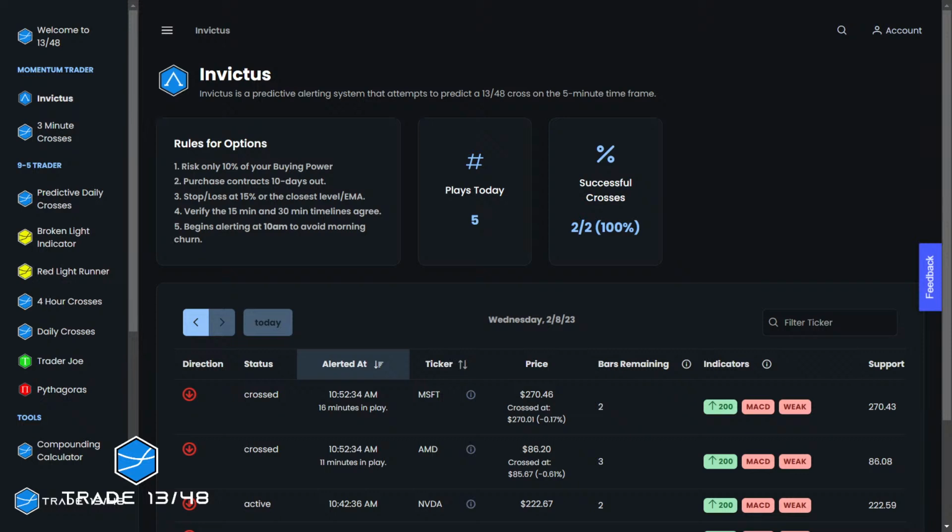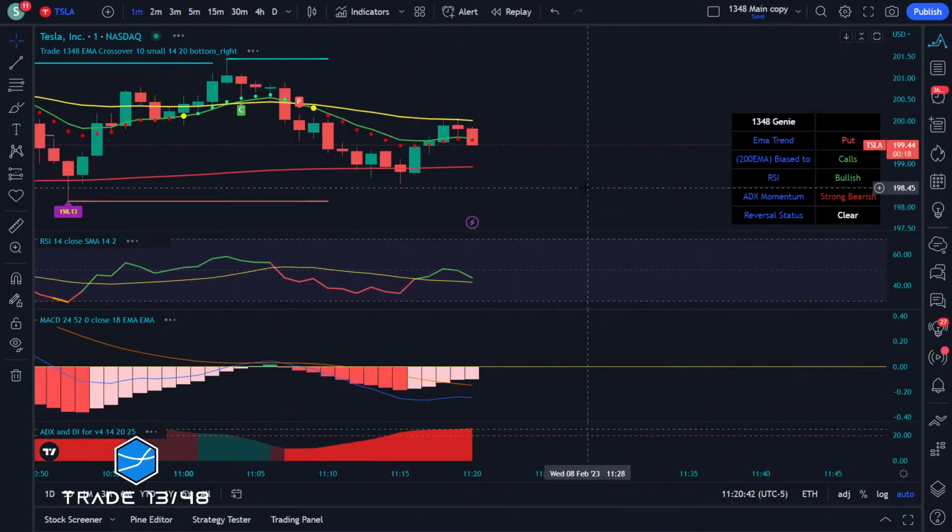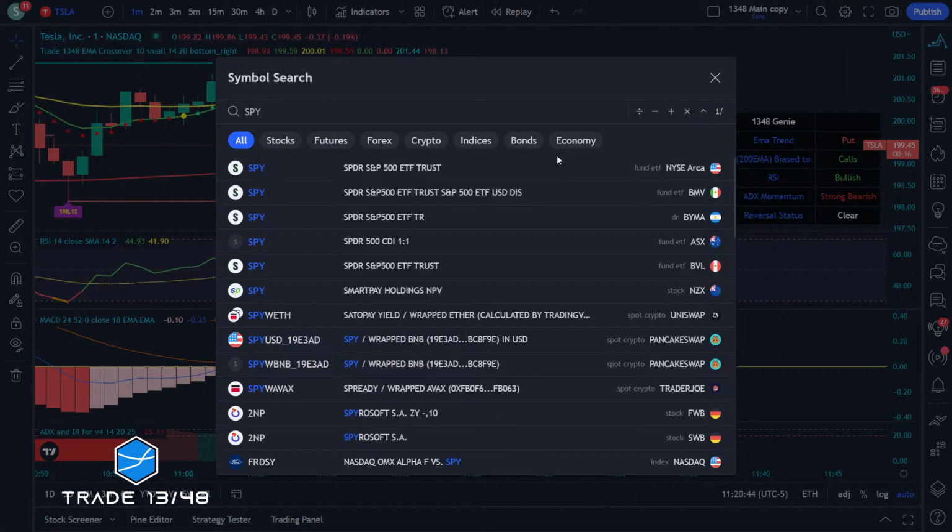Okay. So SPY reversal coming on the 1 minute. Let's go ahead and look at this, right? On the 1 minute, you know.